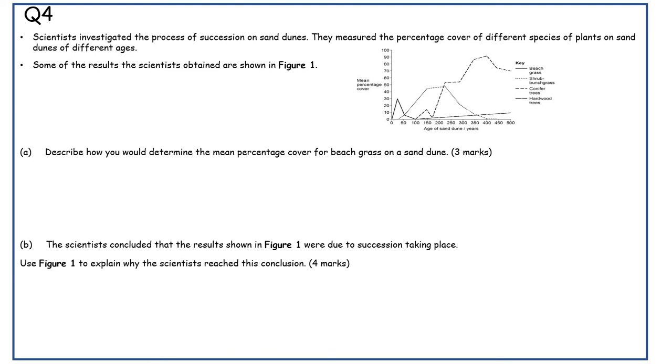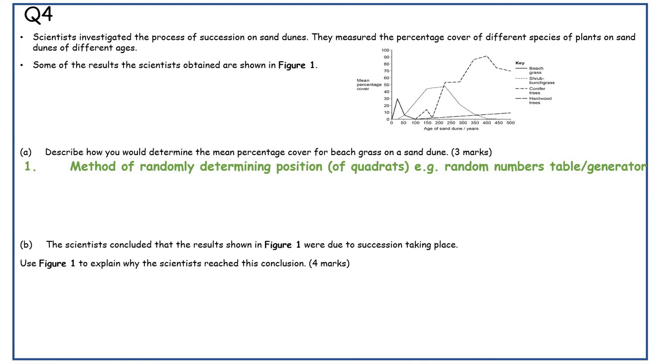Question 4. Scientists investigated the process of succession on sand dunes. They measured the percentage cover of different species of plants on sand dunes of different ages. Some of the results the scientists obtained are shown in Figure 1. Describe how you would determine the mean percentage cover for beach grass on a sand dune.